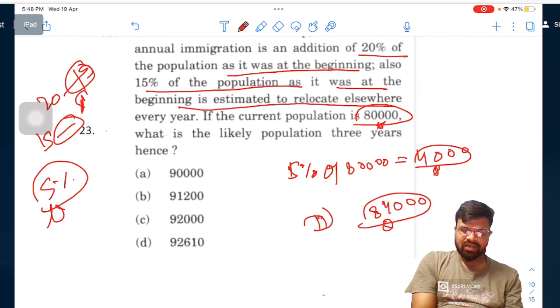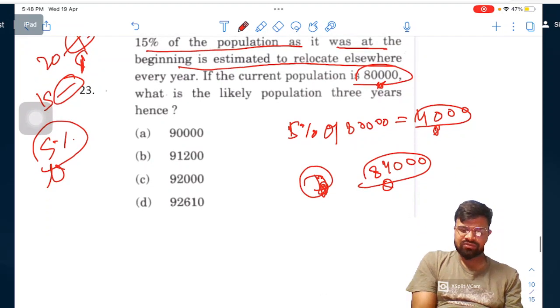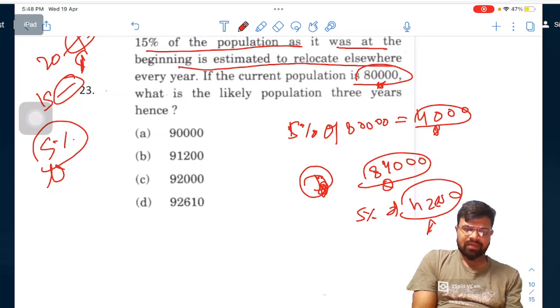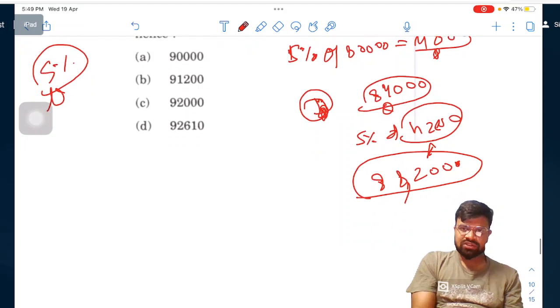Next year, the second year, the population becomes 84,000. So 5% of this will be 4,200. So the population will become 88,200. So this is the third year.